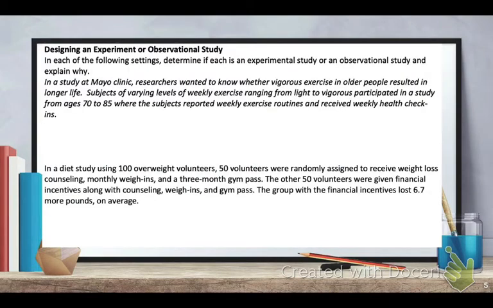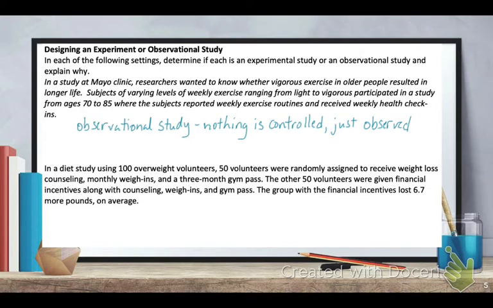So let's talk about designing an experiment or an observational study. In each of the following settings, determine if each is an experimental study or an observational study and explain why. In a study at Mayo Clinic, researchers wanted to know whether vigorous exercise in older people resulted in longer life. Subjects of varying levels of weekly exercise, ranging from light to vigorous, participated in a study from ages 70 to 85, where the subjects reported weekly exercise routines and received weekly health check-ins. This is a good example of an observational study. Nothing is controlled, just observed.